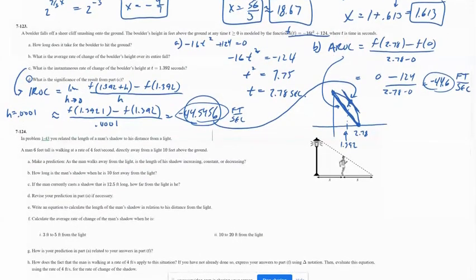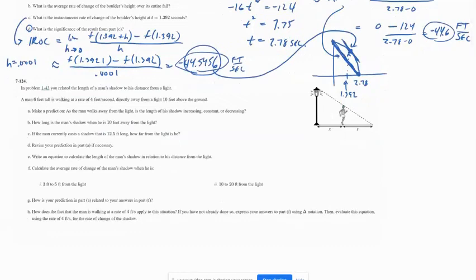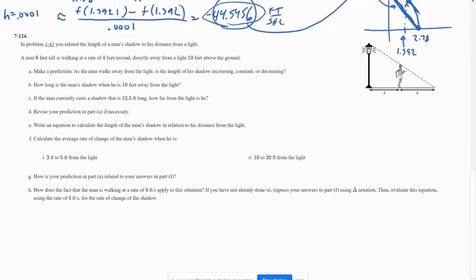Okay, so the last problem we have is a big one. That's problem 124. And so we have this diagram, and a man 6 feet tall is walking at a rate of 4 feet per second directly away from a light that is 10 feet above the ground. So we know this is 10.